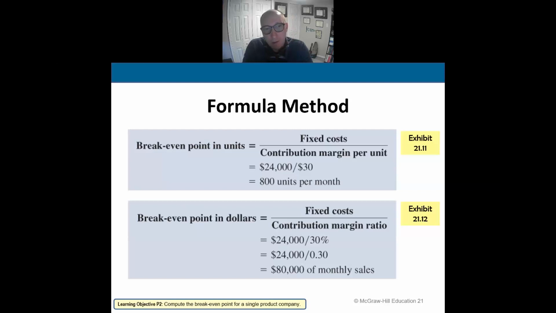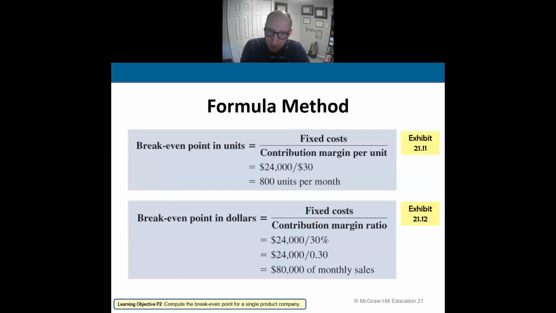Break even, I'm covering my costs to the point where I'm not making a profit, but I'm also not losing money. So let's look at it first in terms of the number of units I need to sell to break even. This formula is very straightforward. It's the total fixed cost divided by the contribution margin per unit. My total fixed cost is $24,000. My contribution margin per unit is 30.